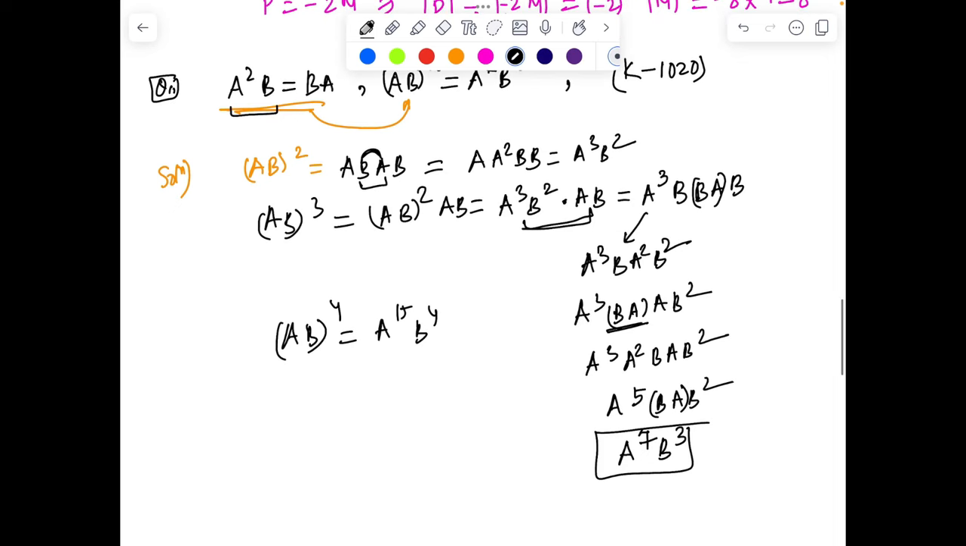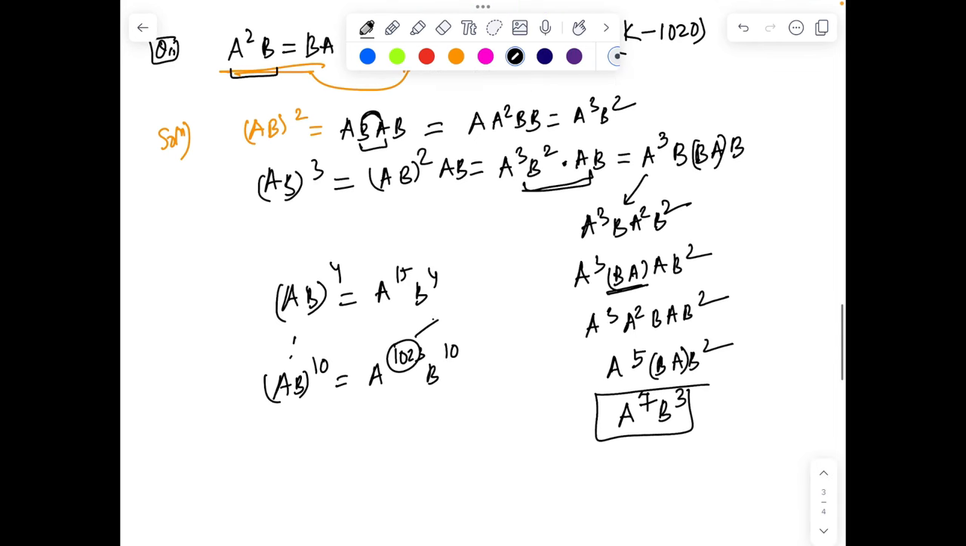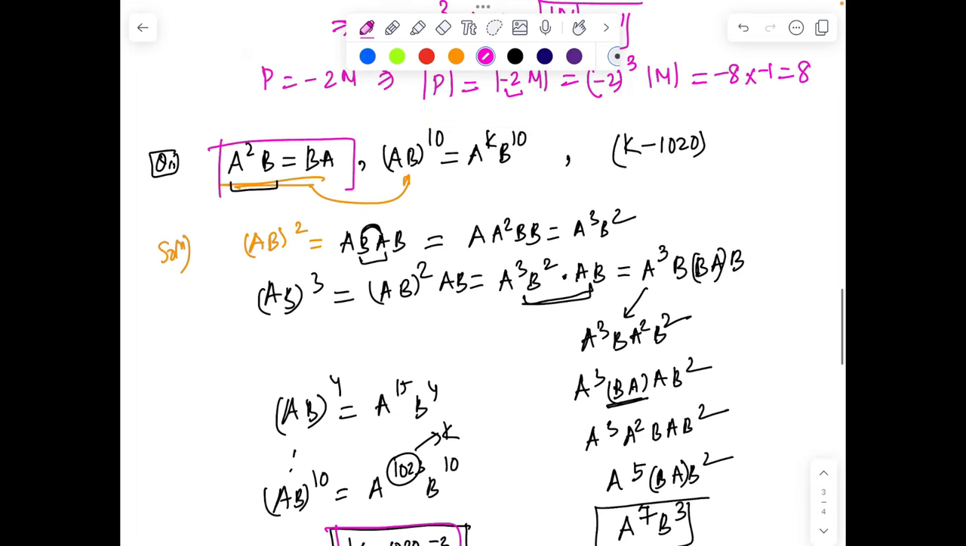We can clearly see how powers are growing. So AB to the power of 4 will be AB whole cube. So that will make A^7 B^3 into AB, and that will go to A^15 B^4, right? So in general, AB to the power 10 is going to be A to the power 1023 B^10. So this is the value of K. Hence the answer is K minus 1020, which is going to be 3.